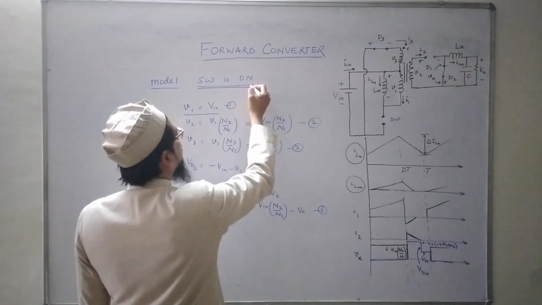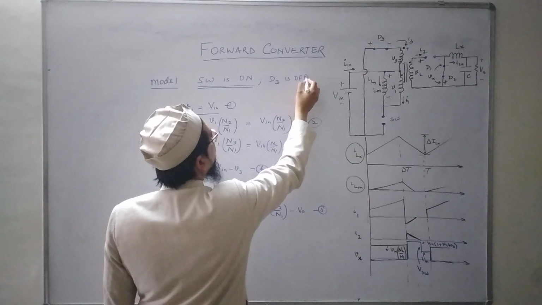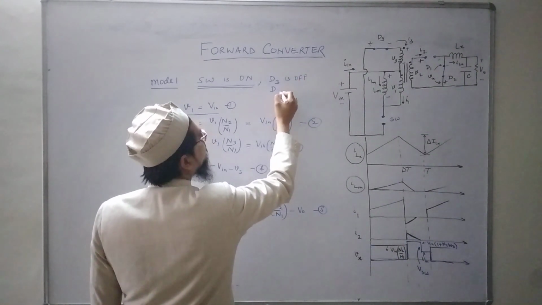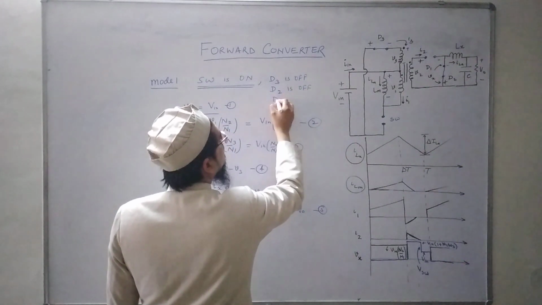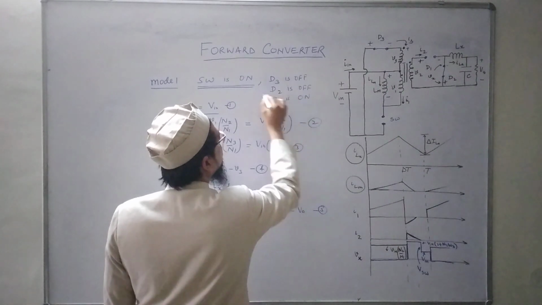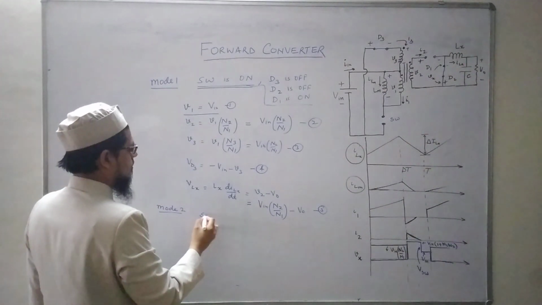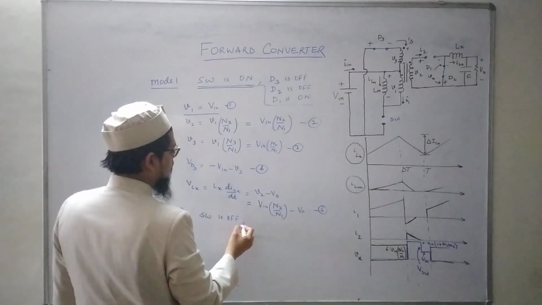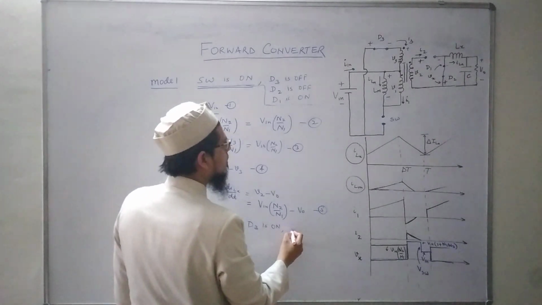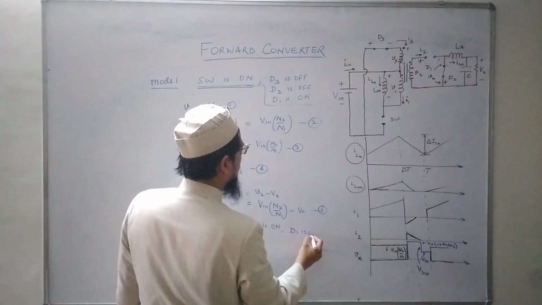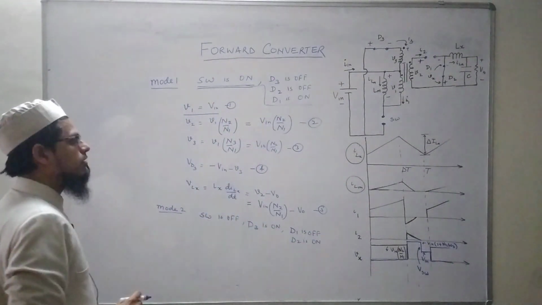So in mode 1, switch was on and D3 is off and D2 is off and D1 is on. So in mode 1 this was the condition. In mode 2, SW is off now, so this will force D3 to turn on. D3 is on, while the diode D1 becomes off and D2 is on.